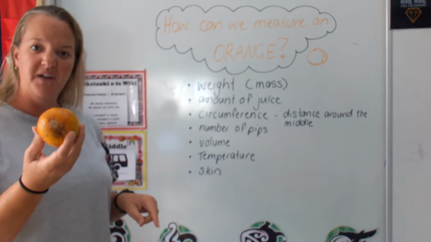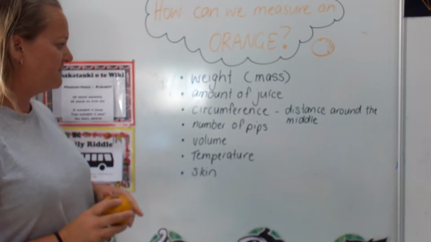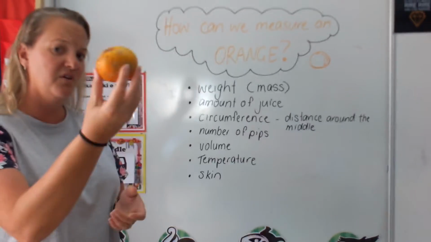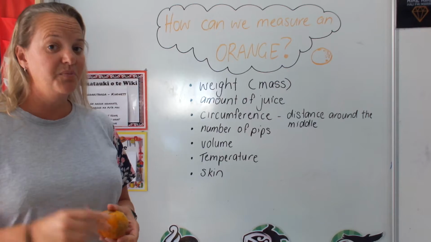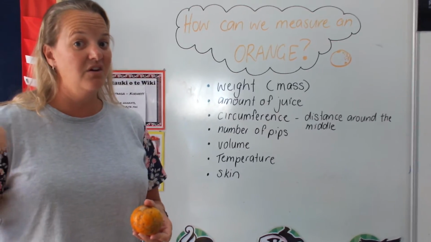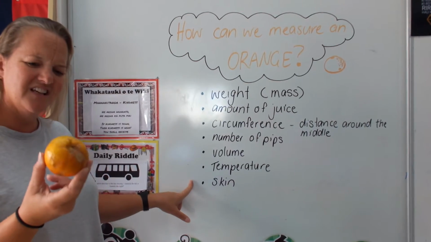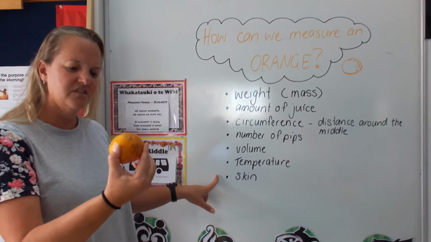We can measure the number of pips in there. We can measure the volume. Oh, what's the volume? We could measure the volume of an orange though. The temperature. Now that could change depending on if it's been in the sun outside or in a bowl inside. You can measure the skin. Goodness, I wonder how you can measure the skin of an orange.